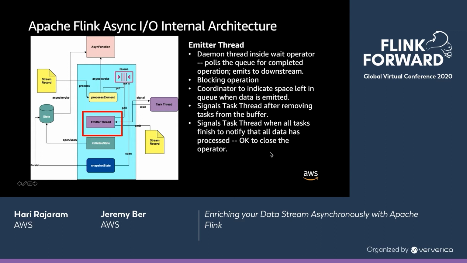So what emitter thread has, it actually does a lot of core functions. One is definitely it coordinates with your task thread, because it will actually state to the task that, hey, my capacity is full in the queue, so don't add any elements to my queue. So that is one thing. And also it is kind of a blocking operation. When I say blocking operation, it is not an extensive blocking operation. All it does is it actually blocks when an element is added to the queue. So that's what emitter thread is. Emitter thread is the core heartbeat of your async wait operator, which actually does the emission of your output records to your stream record.